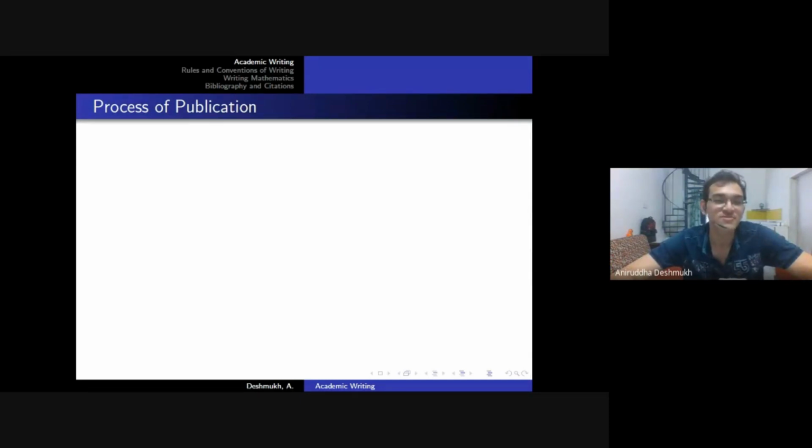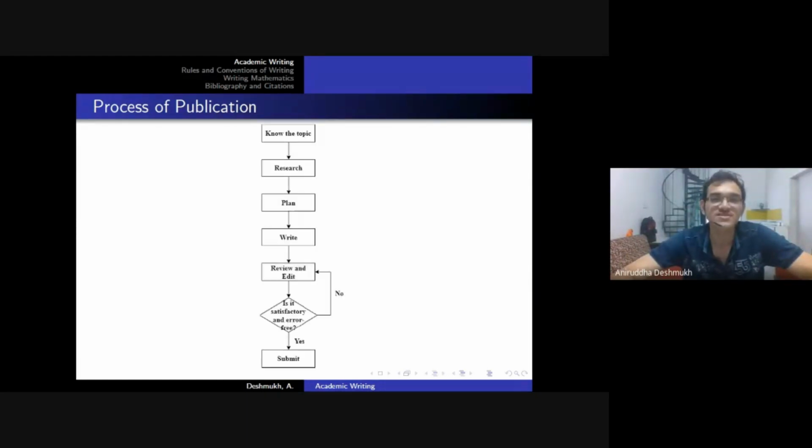So let us first look at the process of publication. If you want to publish certain material, suppose you want to publish a research article, then what all steps do you have to go through to do so? First of all, you need to know the topic in which you want to make a publication. Then you need to research on that topic. And after your research is complete, and once you are satisfied that whatever results I have produced are good enough, then you need to start planning on what you will write about them.